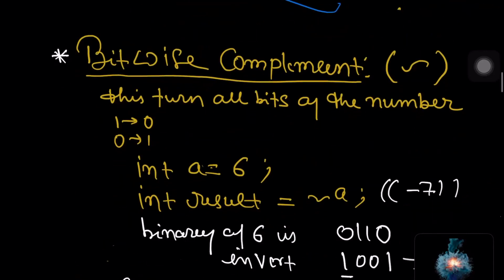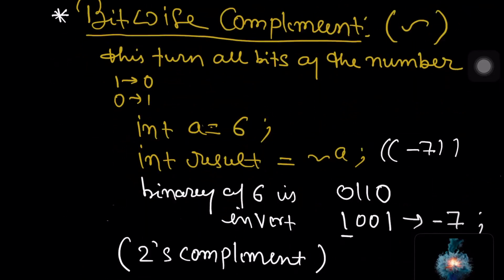Now we have bitwise complement. We also call it bitwise NOT. It's pretty straightforward. It turns all the bits to the opposite, 1 to 0 and 0 to 1. You just have to take one variable. So I have taken int a equal to 6 and then result equal to bitwise NOT of a. So it will convert the binary representation to the opposite: 0 to 1, 1 to 0, 1 to 0, 0 to 1.